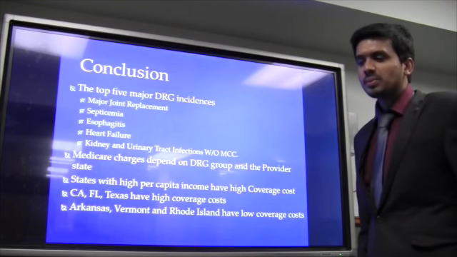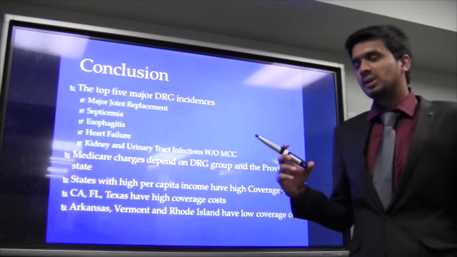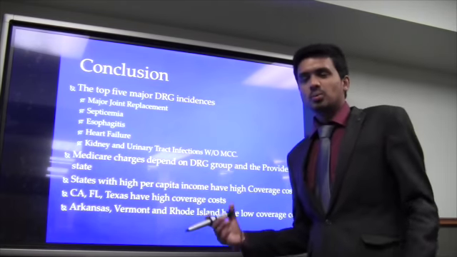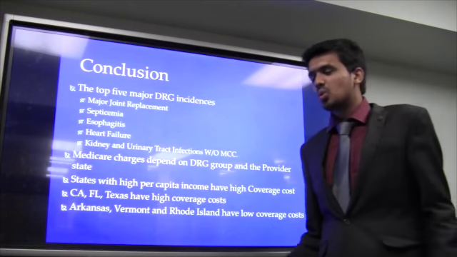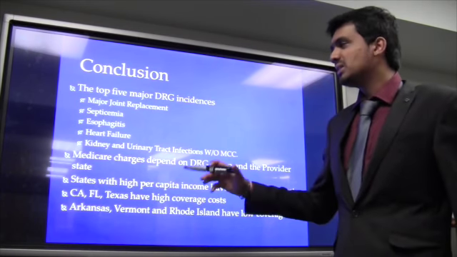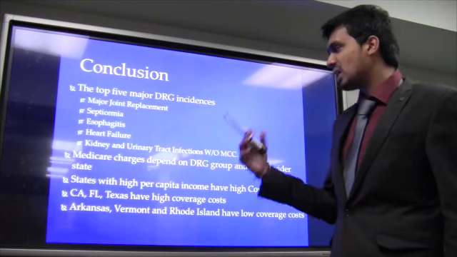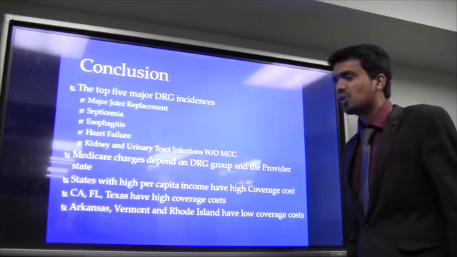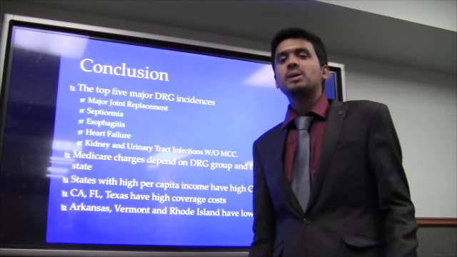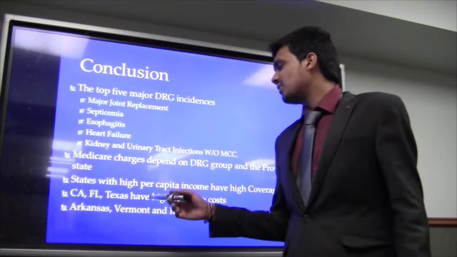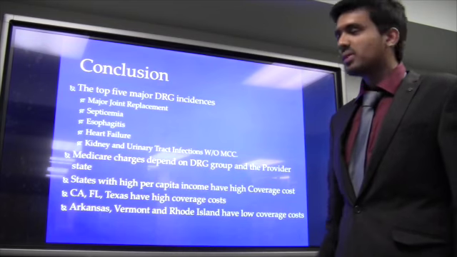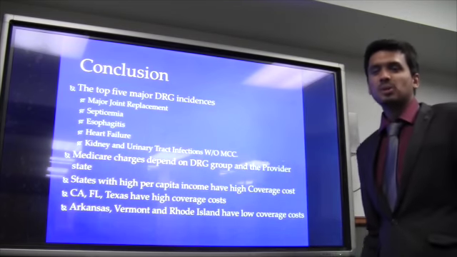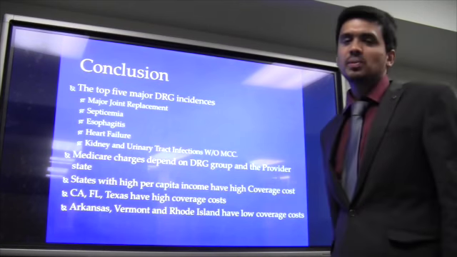And also we found out from the analysis that per capita income of the state has a direct relationship with the average coverage cost. So wherever the per capita income in the state is high, it had high average coverage cost. So states like California, Florida, and Texas, which had high per capita income, had relatively high average coverage cost. Whereas states like Arkansas, Vermont, and Rhode Island, which had low per capita income, had relatively low average coverage cost.